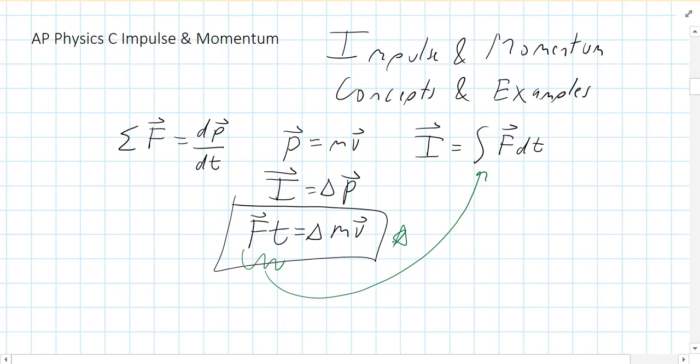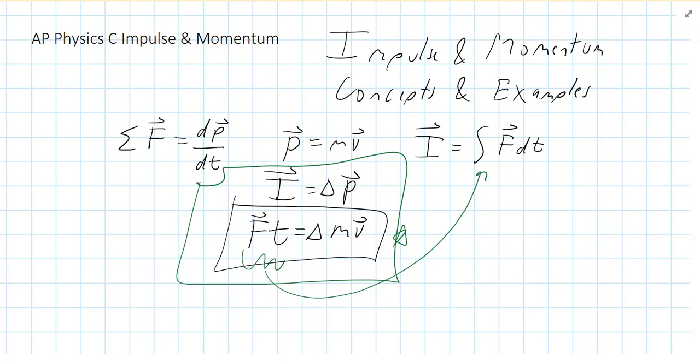Now, there are six things in these two equations combined. There's impulse, there's momentum, there's force, there's time, there's mass, and there's velocity. So there are situations when one or two of those things will change, but the others won't. Okay, so that's something you need to think about.